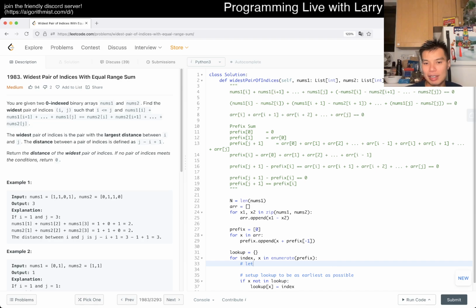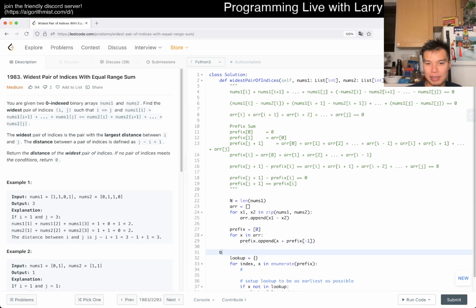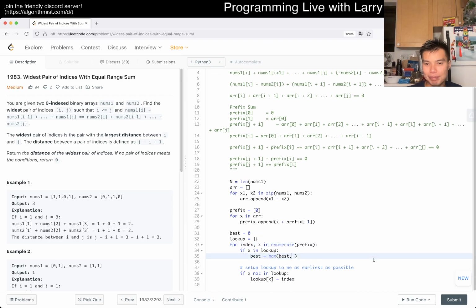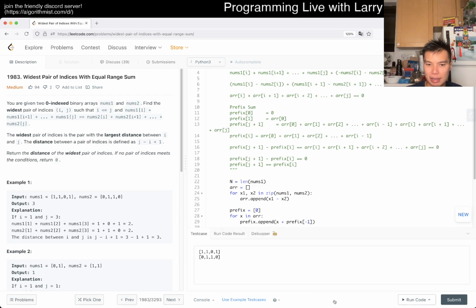Yeah, set this. I mean, we can just do a comparison, right? So best is equal to 0 is what they want anyway. So then now we have best is equal to max. If x is in lookup, right, then best is equal to max of best and the current thing, which is the index, right? The current index is going to be the j minus lookup sub x, which is going to be the i. I think this should be plus 1. Maybe I'm off by 1 there, but either way, that's pretty much it.